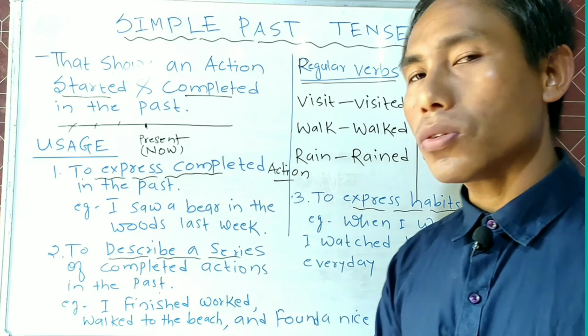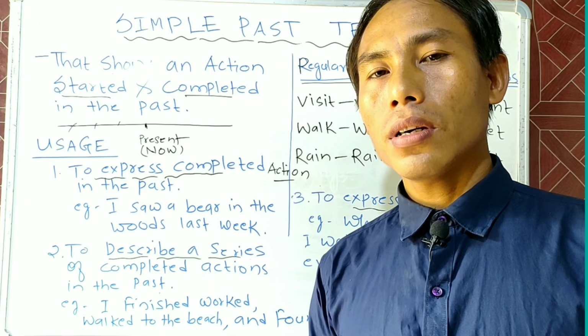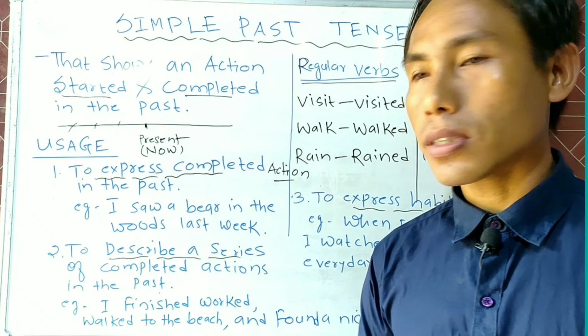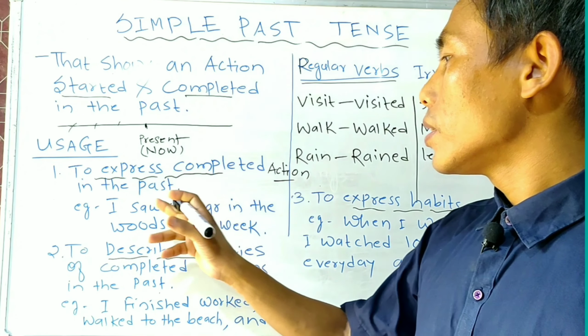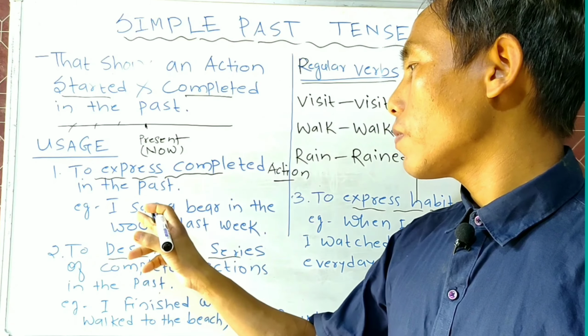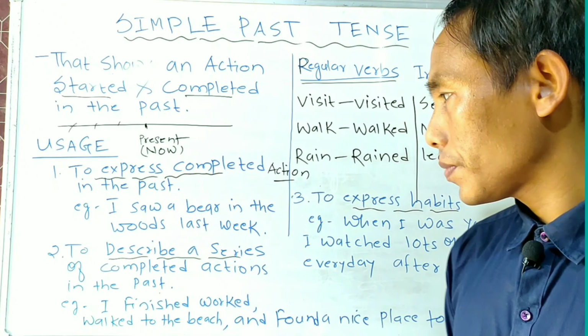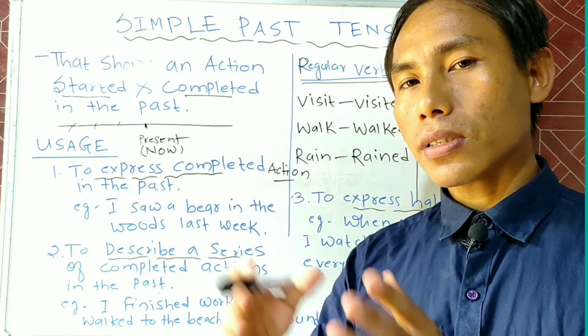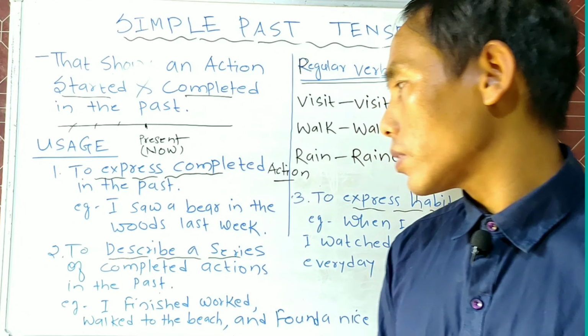Here we do not use any auxiliary verb or helping verb in between the sentence. Here we use only the verb, that is the second form of the verb. As we know, a verb has four forms: first, second, third, fourth.